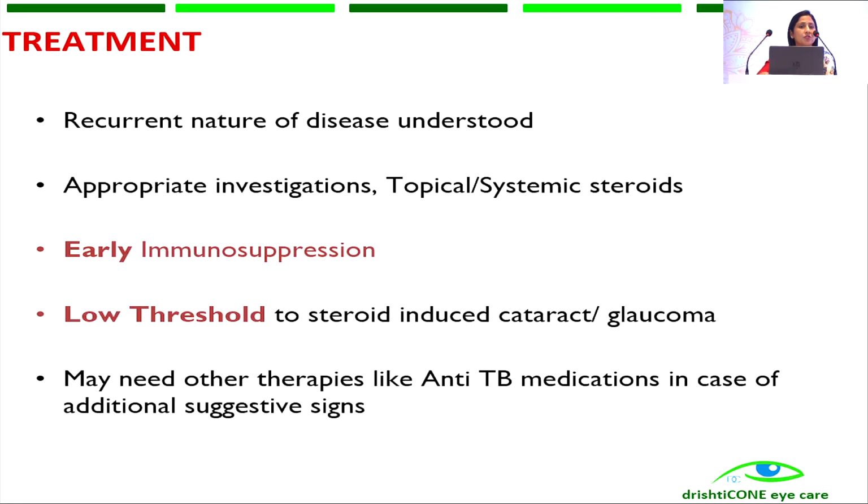Treatment of intermediate uveitis: earlier, we used to go with oral steroids and then local steroids, and then immunomodulation used to come in the end. But now our tolerance to cataract and glaucoma has really gone down, and we start immunosuppression quite early once we have ruled out infective causes like tuberculosis.